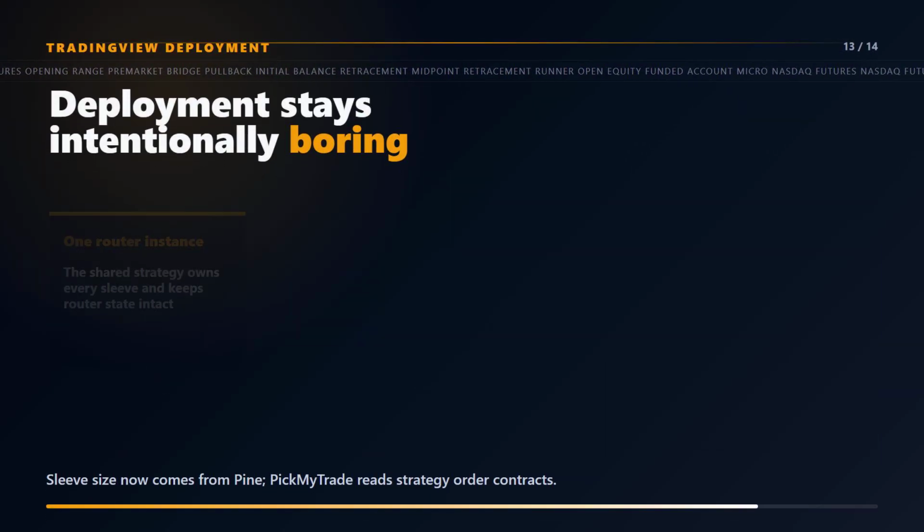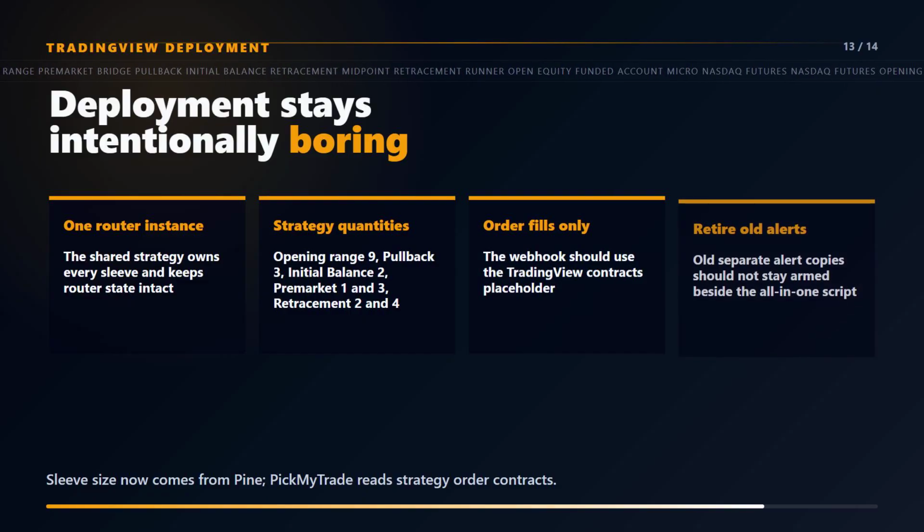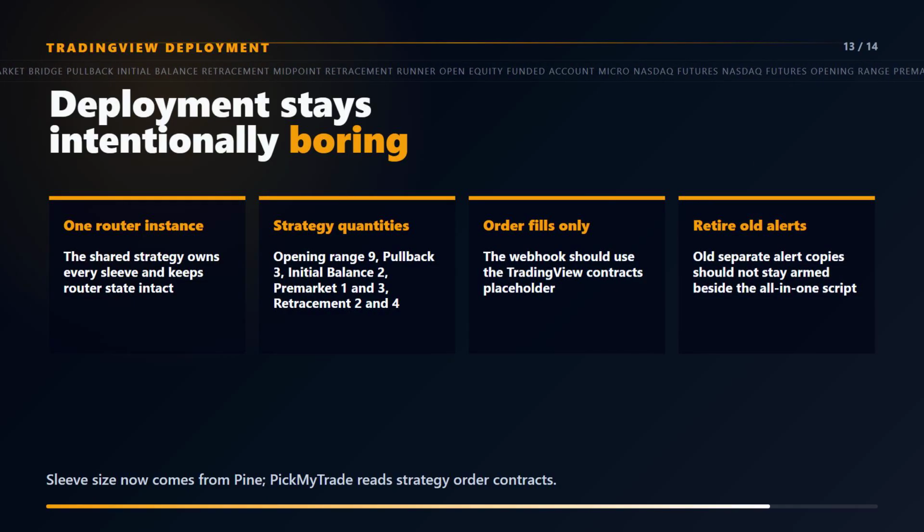not ready. For automation, the cleanest version is a one-shared TradingView strategy that sends the correct quantity with each order. Pick My Trade should receive order fill alerts and use the TradingView placeholder for strategy order contracts. That keeps the router state intact and avoids maintaining separate alert copies with stale settings.